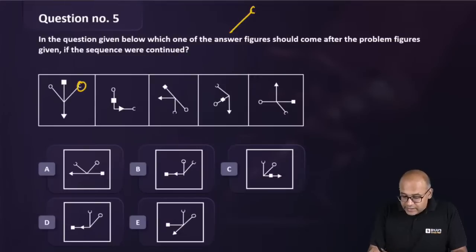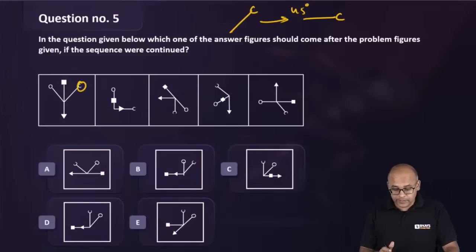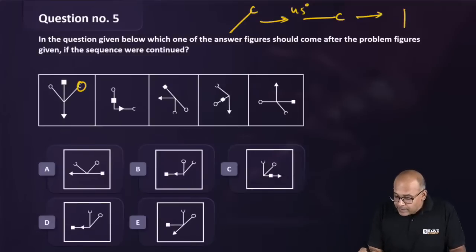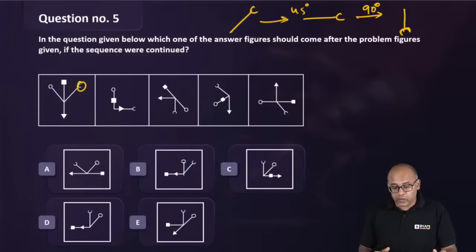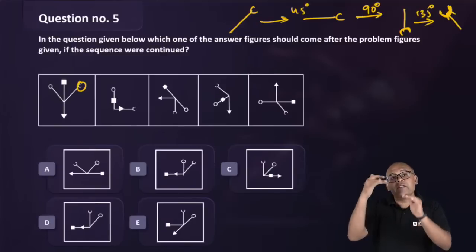So C was like this. Now C is becoming horizontal. So this is 45 degrees clockwise. Then this is becoming vertical C. So this is 90 degrees clockwise. Then this is becoming C like this. What is this? This is 135 degrees. So 45, 90, 135.